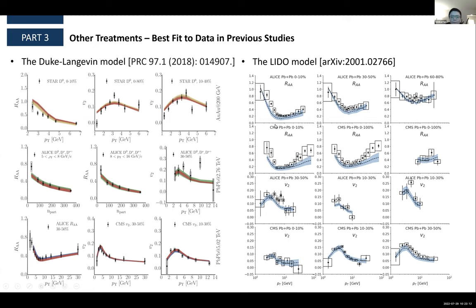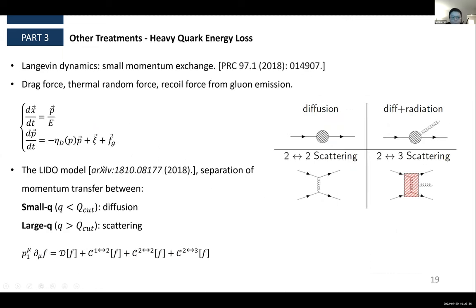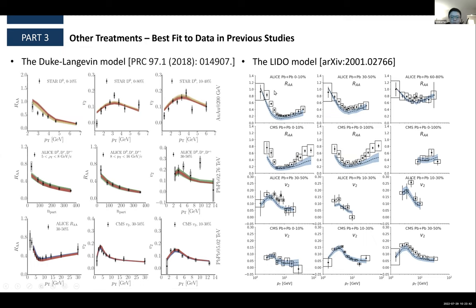And here we can see the description of the data extends to below 10 GeV for both cases, because now the recombination mechanism is accounted for, and also there's consideration for non-perturbative effects in the transport or diffusion coefficients inside the diffusion equations. Because of those two additional considerations, those calculations can cover the data below 10 GeV.